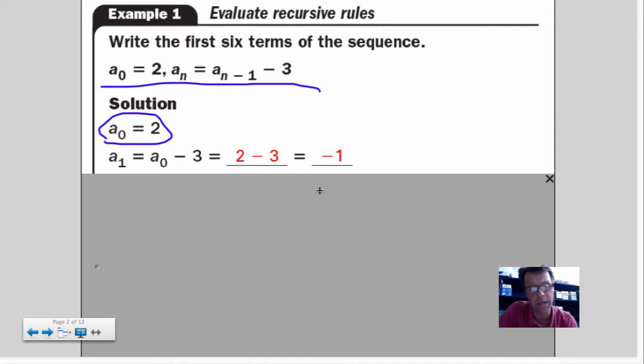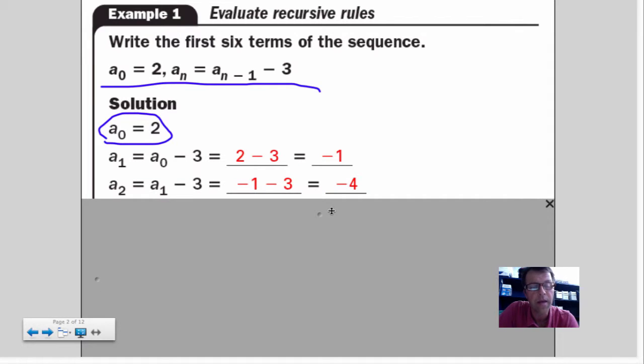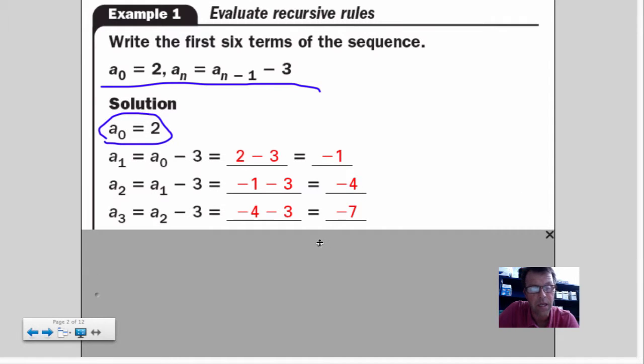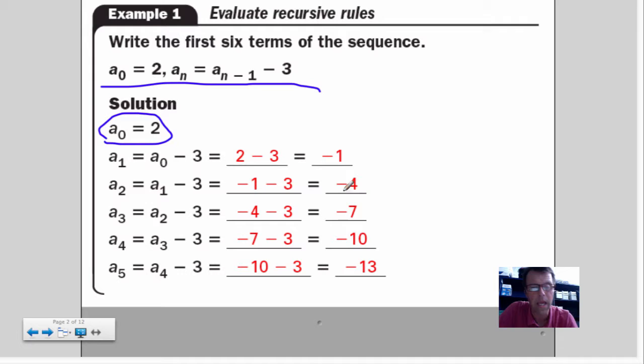How would I figure out the a sub 2 term? I would take negative 1 and subtract 3. And the next term would be negative 4, right? The previous term minus 3. And then you keep going. So again, you keep taking that previous term and subtracting 3. So negative 4 minus 3 is negative 7, minus 3 is negative 10. And you can see this recurring rule. Pretty fun, really a neat exercise, and limiting. You can't just jump ahead from the first term to the fifth without figuring all the terms in between.